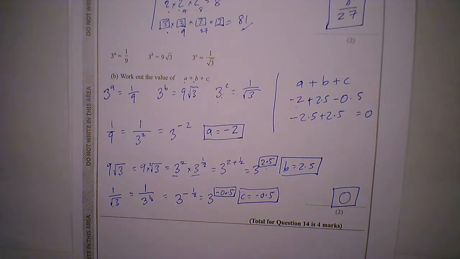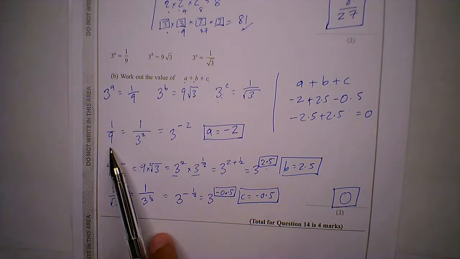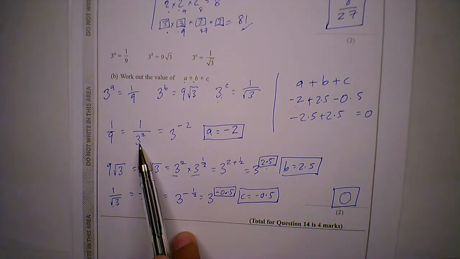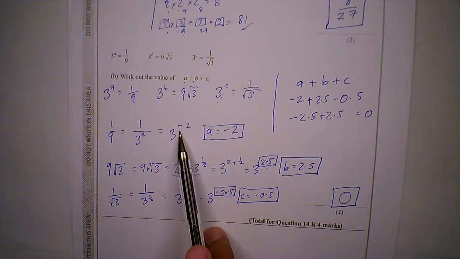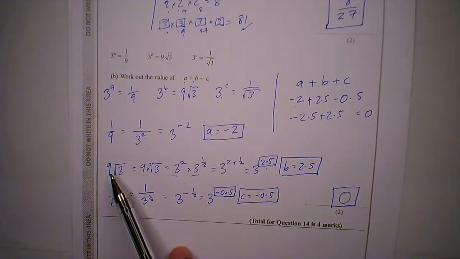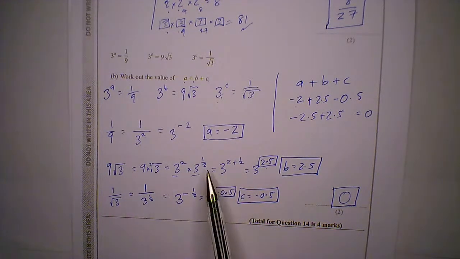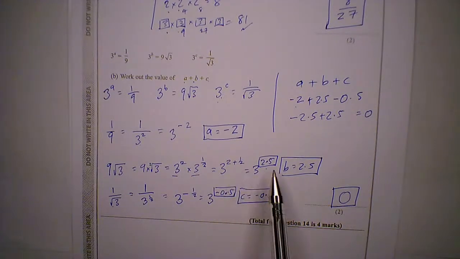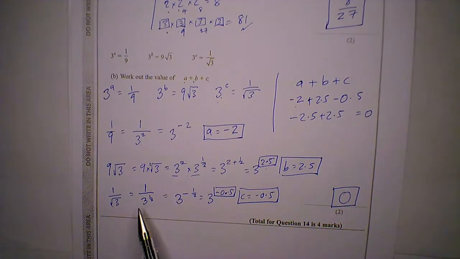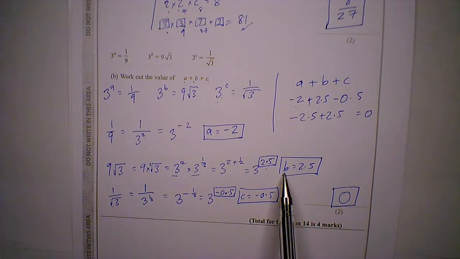I'm explaining them, but you can hopefully spot 9 is 3 squared. Then you've got the reciprocal, so minus 2. And here you've got 3 squared, and then it's raised to the power half. So it's 2 and a half, which is 2.5. Here you've got half again, and then it's a reciprocal minus half, and then you just add them. So hopefully you can do this faster.